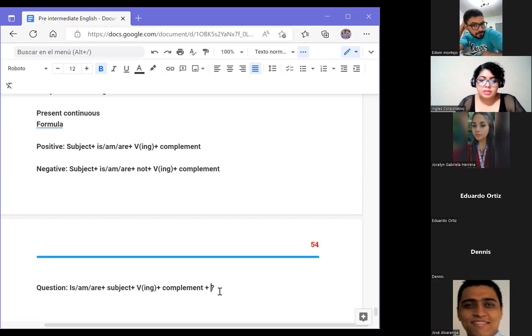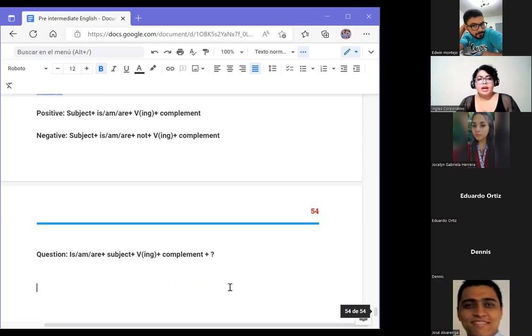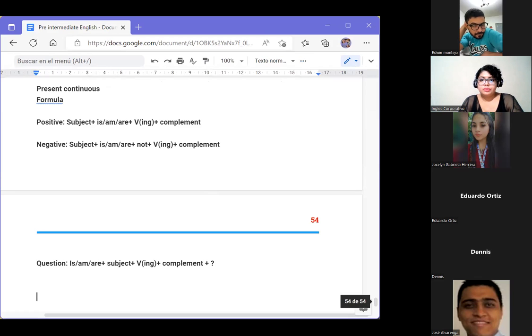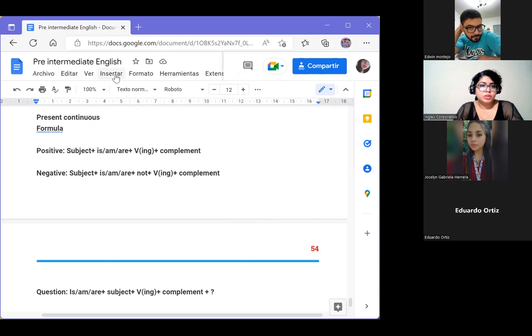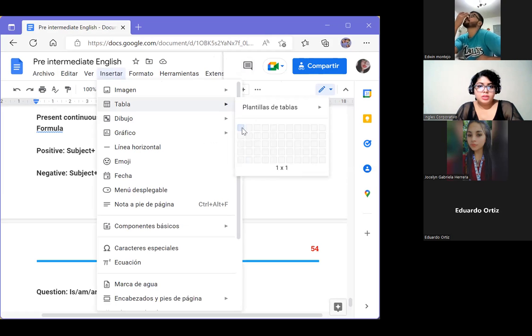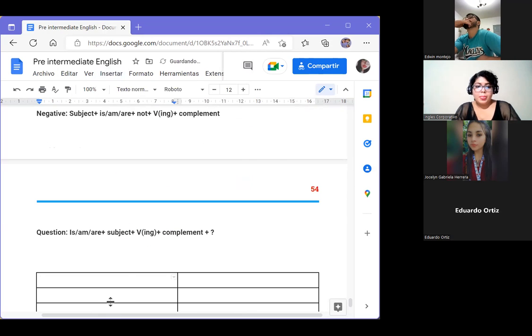Okay. Now, because I need to separate it. And we are going to write the rules, and at the end, we are going to write the example of the sentences. So we have 1, 2, 3, 4, 5, 6 rules, and one example for each rule. In this place, I need to insert the table, which I need to have the rule and the example.